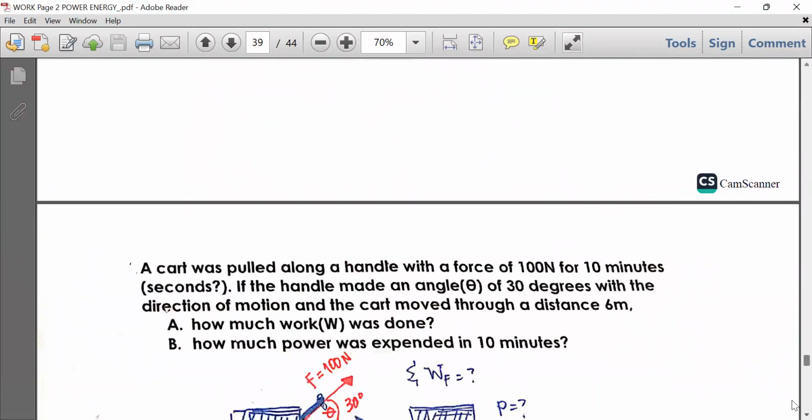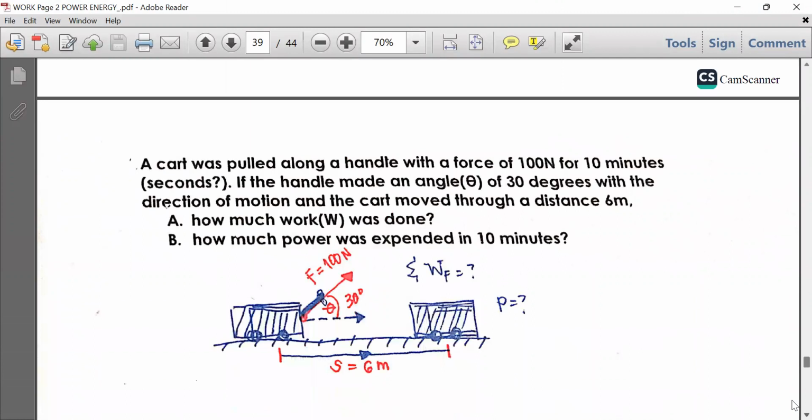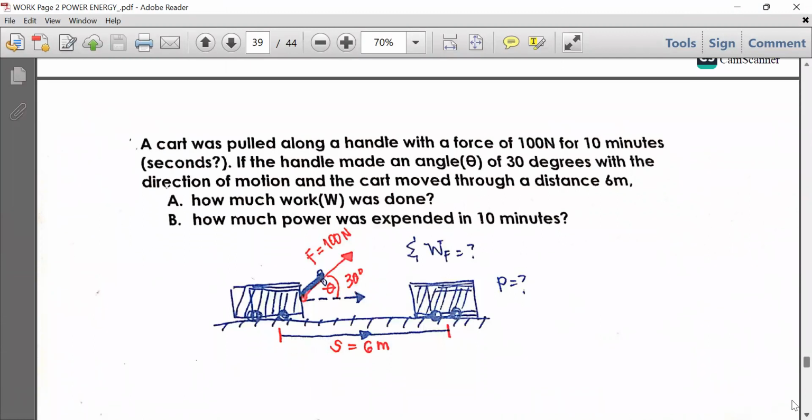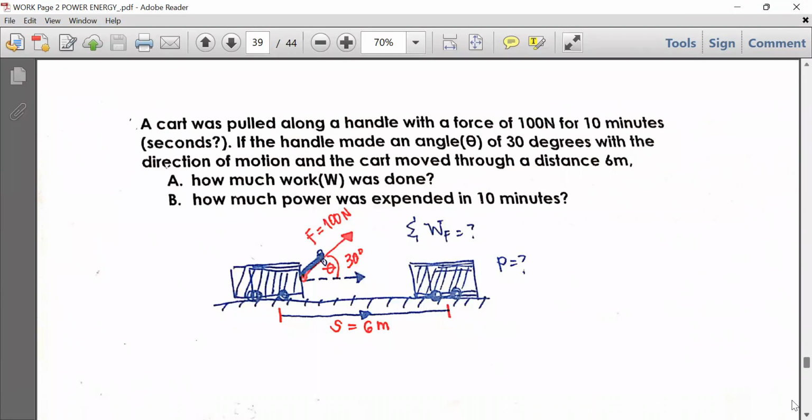So let's say we have a cart that was pulled along a handle with a force of 100 newtons for 10 minutes. If the handle made an angle theta of 30 degrees with the direction of motion and the cart moved through a distance of 6 meters, A, how much work was done, and B, how much power was expended in 10 minutes. Okay, so let's solve for the work done.